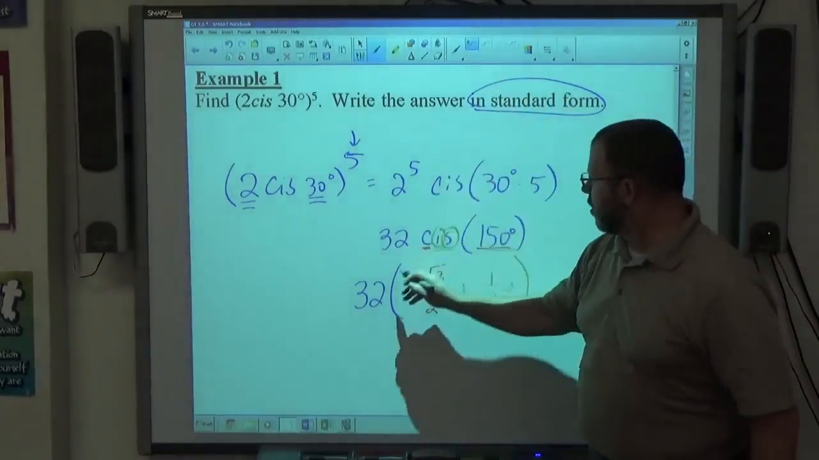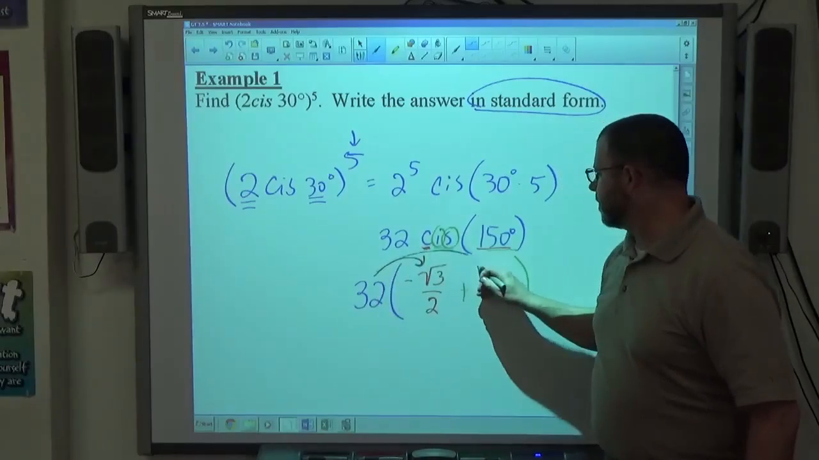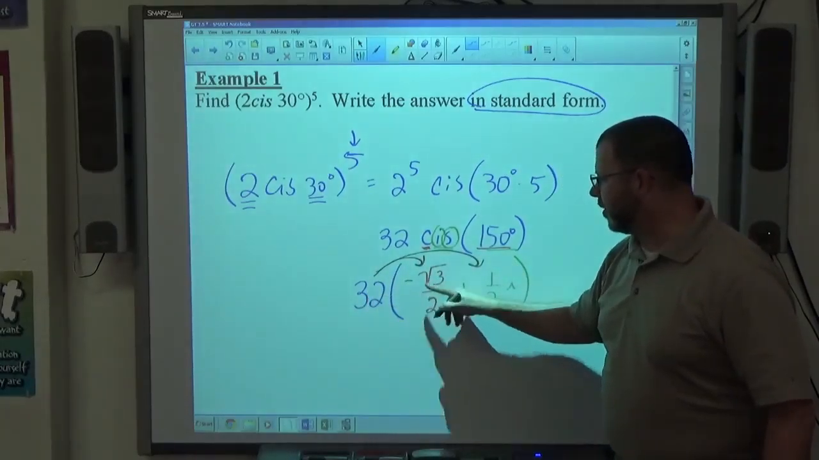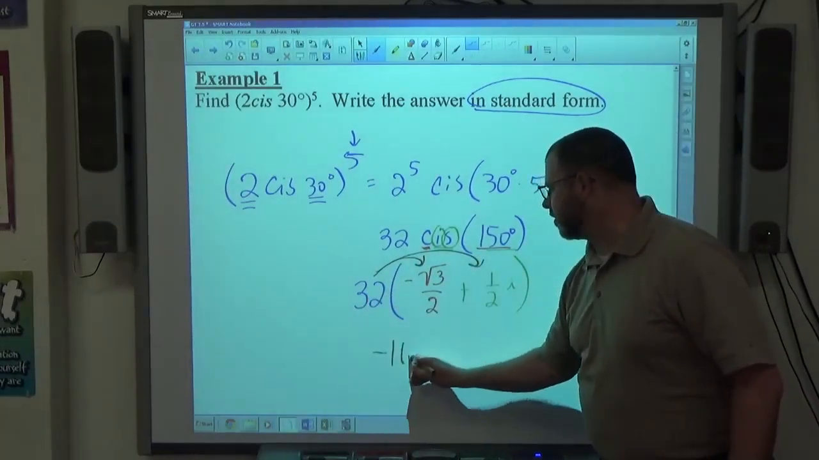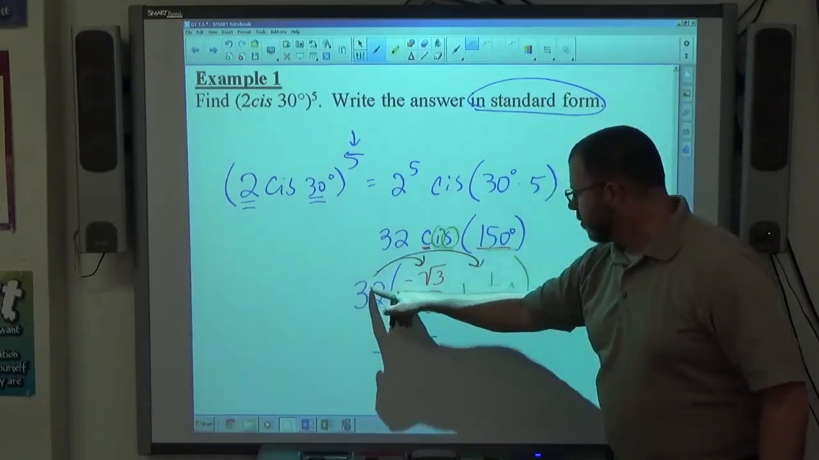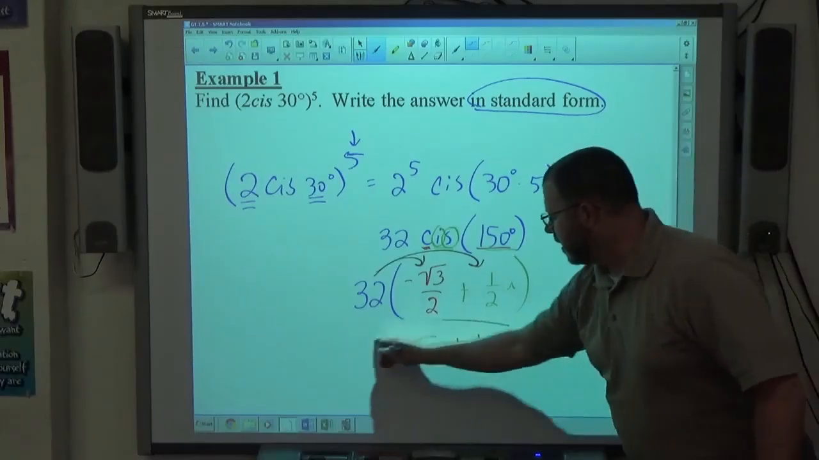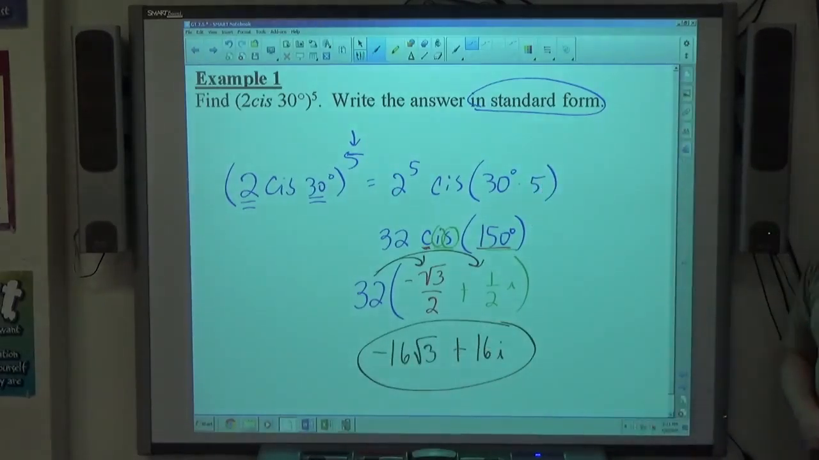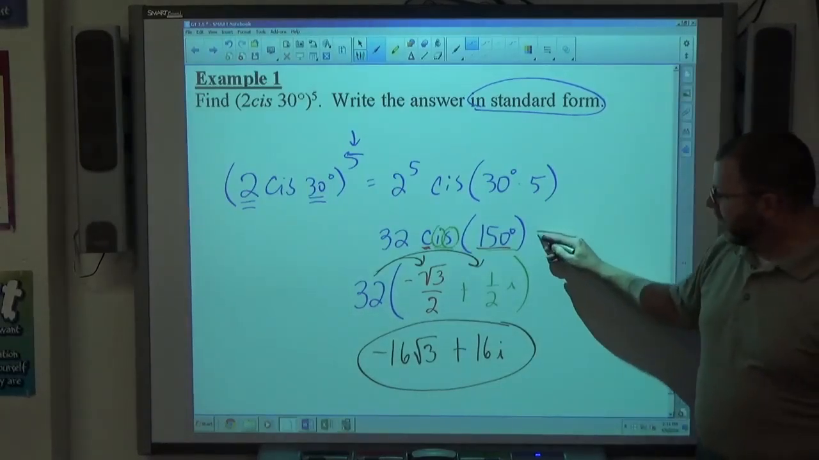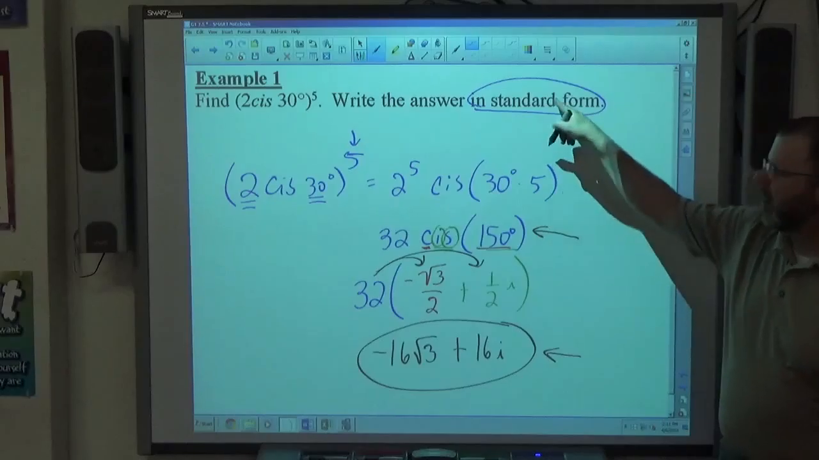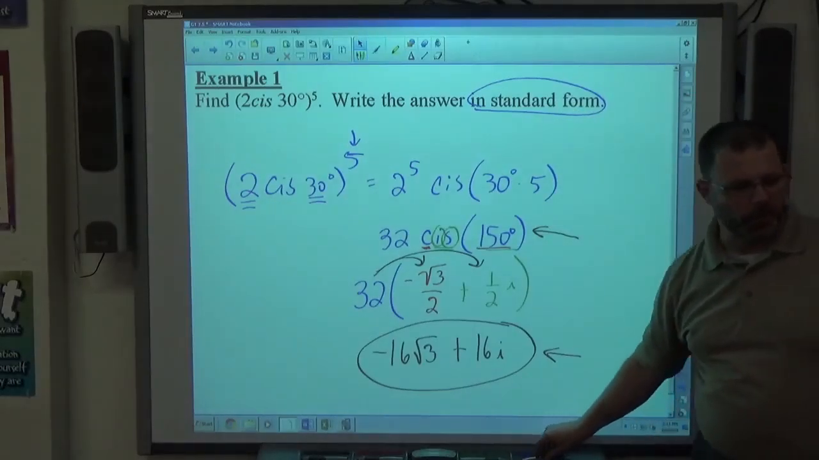And then I simply distribute the 32 through this. 32 divided by 2 is 16 times negative square root of 3 makes negative 16 times the square root of 3. 32 divided by 2 is 16 times 1i is going to be positive 16i. And just like that, we have what 2 CIS 30 to the 5th power is. Okay. And again, that's the trig answer, that's the standard answer. They're asking for standard, so I'll make sure I give the correct form answer.